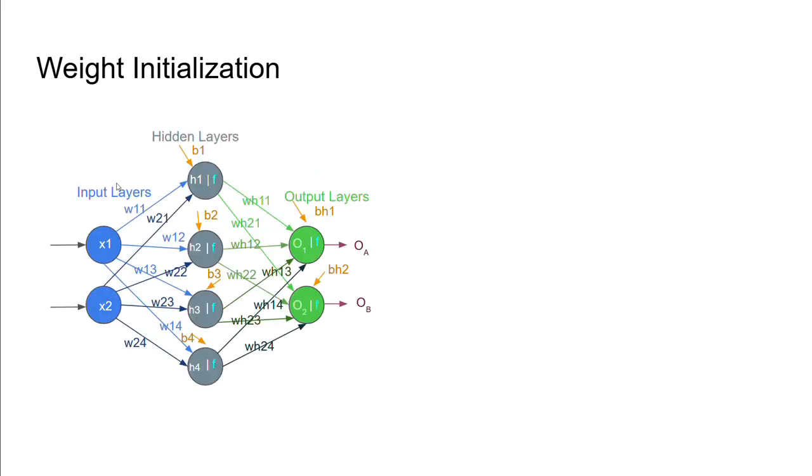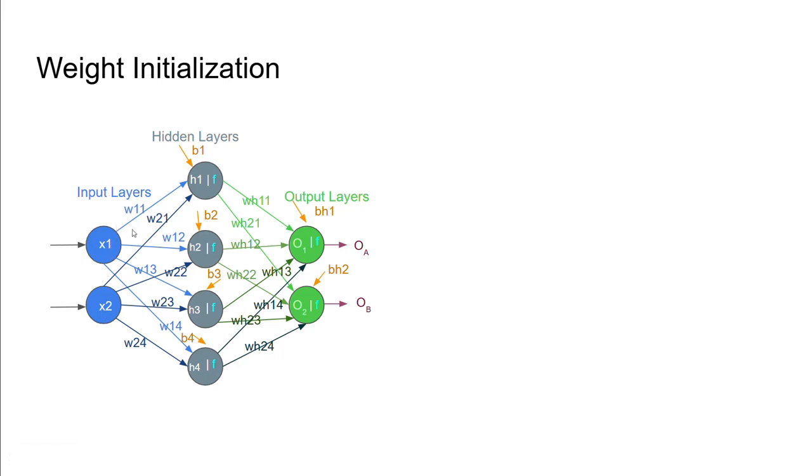Hello, in today's video I'm going to discuss weight initialization in neural networks. So weight initialization, suppose this is the neural network. These are the input layers, hidden layers, output layers. The input you get from the input features.